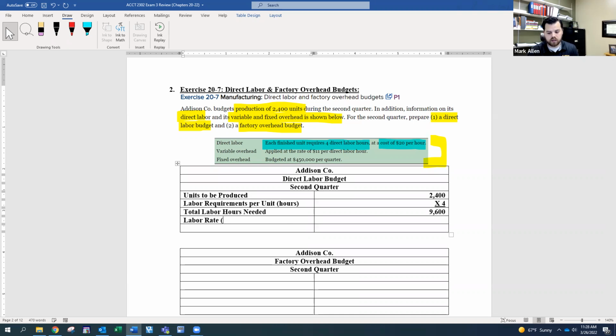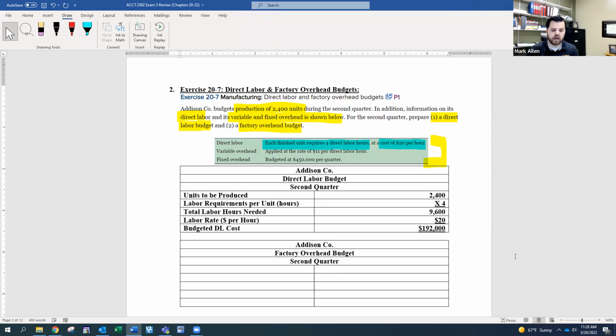Now we need our labor rate. This is in, of course, dollars per hour. And we were told that's $20. Now, when you do 9,600 hours times $20 per hour, the hours will cancel. You'll get left with dollars. This will leave you with your budgeted direct labor cost, $192,000. And at this point, you're done. This is your final step for your direct labor budget. Once again, do not stop right here. If you stop at total labor hours needed, you cannot get full credit. You must do the cost. You must get this into dollar terms.